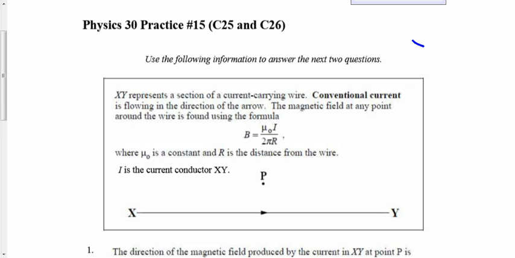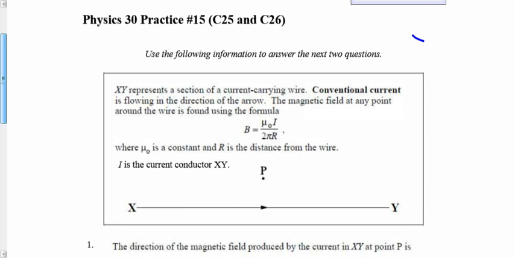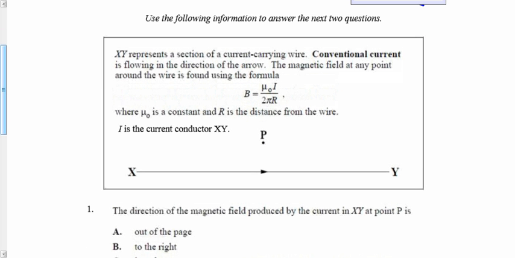Look at practice question set number 15 here, everyone. It says, use the following information to answer the next two questions, for questions 1 and 2. XY represents a section of a current-carrying wire, and it does tell us in bold that it's conventional current. We don't see that very often, but occasionally we do. This is purposely put up there just to expose you to it.